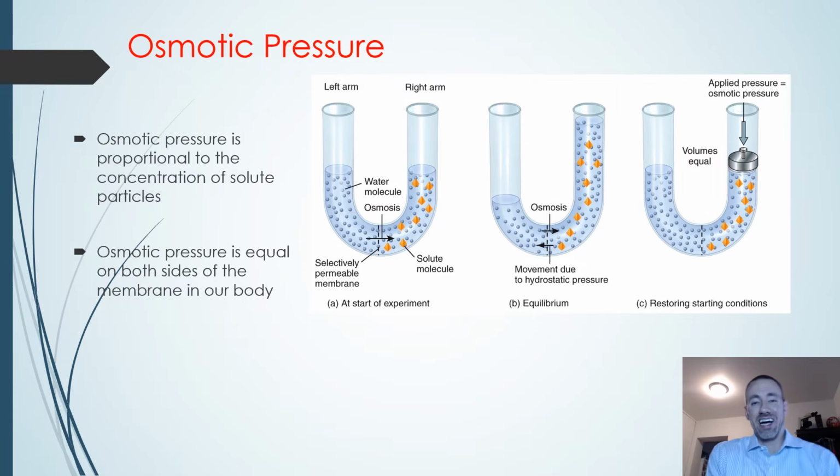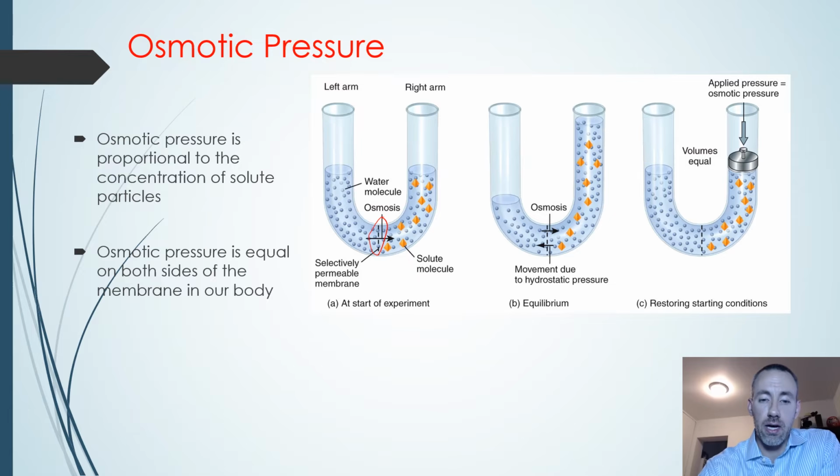So that's basically osmotic pressure, and this example here in the cartoon is going to illustrate that again, where the osmotic pressure is proportional to the concentration of the solute particles. All right, so here you can see in this cartoon you have a U-tube. In the U-tube we have the left arm and the right arm, and it's separated down here by the semi-permeable membrane.